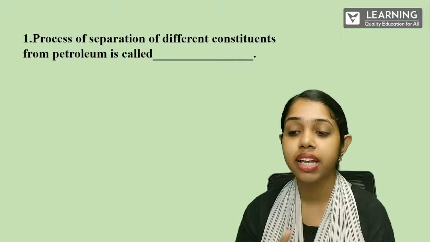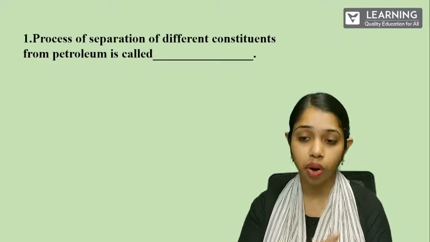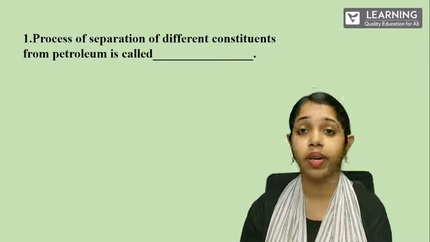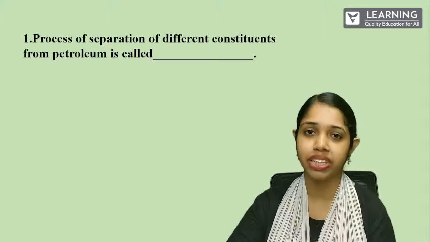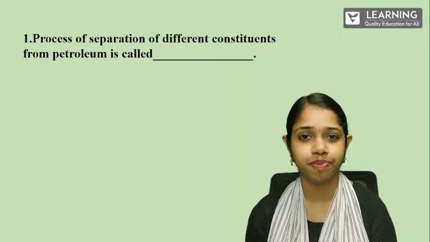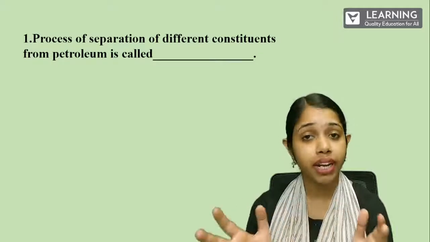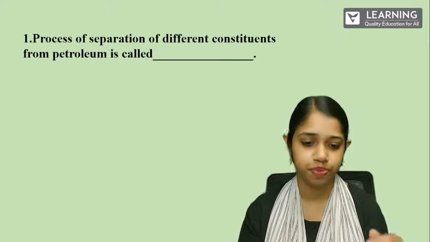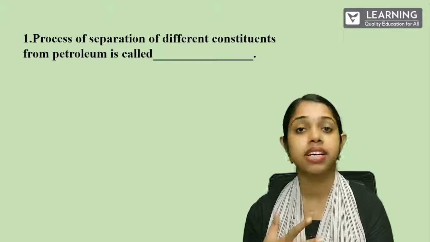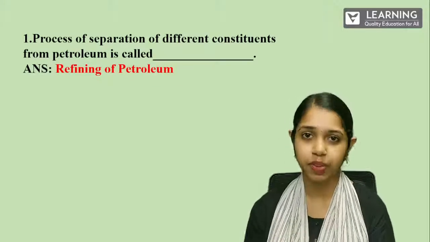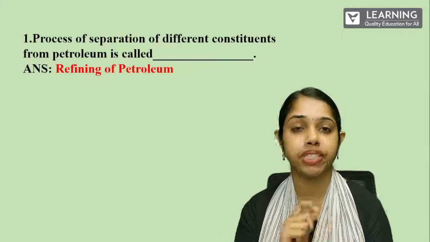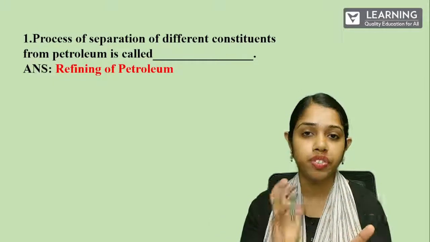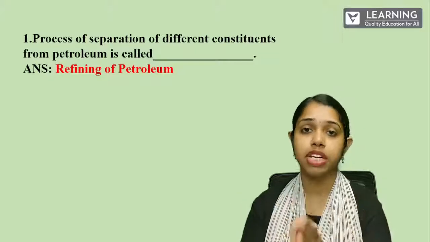The first question is, the process of separation of different constituents from petroleum is called what? We have discussed it today also, we have revised it. So I hope you all will know the answer. What is the process of separating the different constituents of petroleum called? Yes, the answer is refining of petroleum. This is one of the important questions which you all have to remember. What is refining of petroleum? That is the process of separating the different constituents which are present in the petroleum.